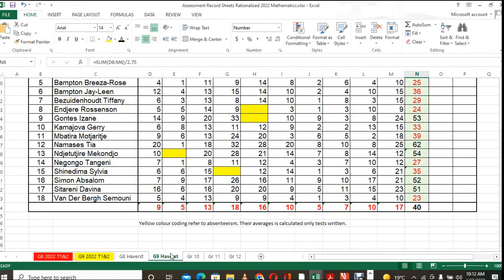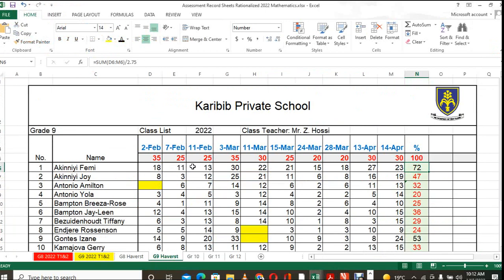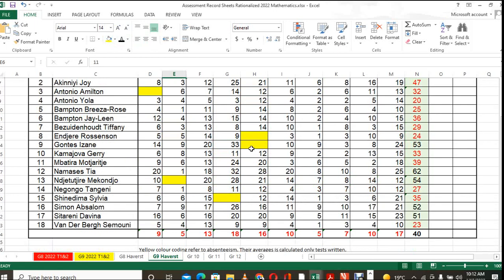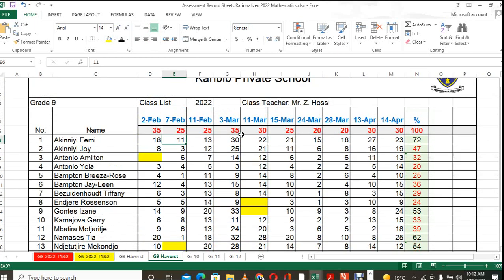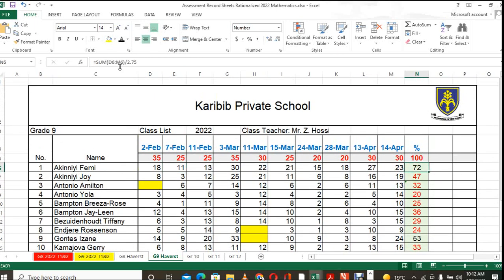This is the marks that I harvested. It means all the tests that you wrote. Femi has got 72%, is the highest in the class because he's continuously passing his test. This one maybe was messing up a bit. All right? The ones in yellow are those learners who were absent that day. But if you add all your tests, all of them, they should give you 275.